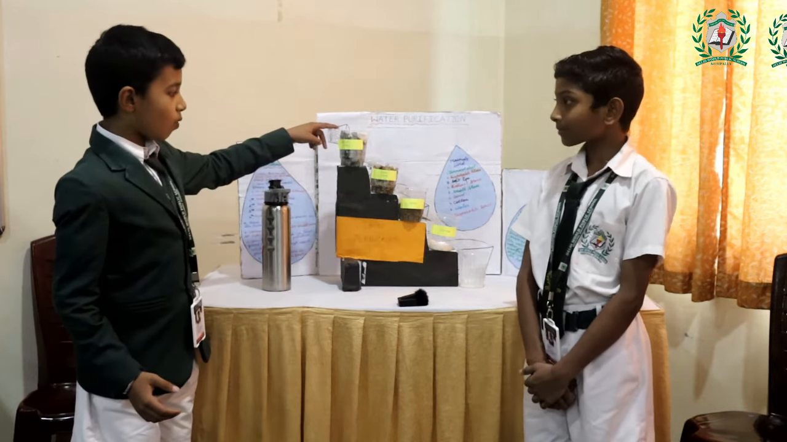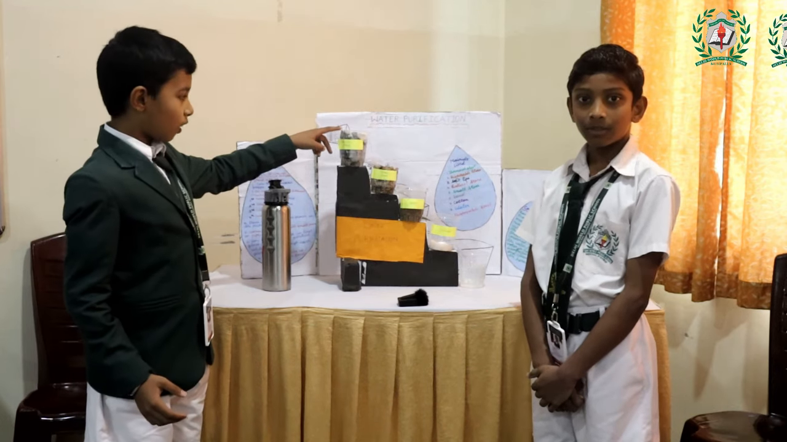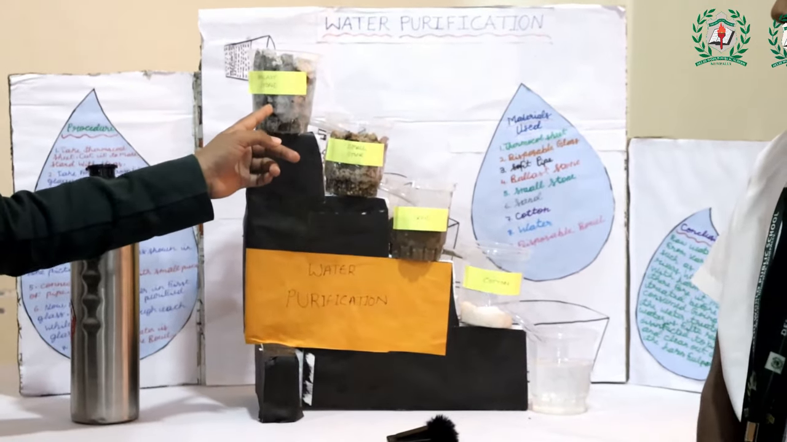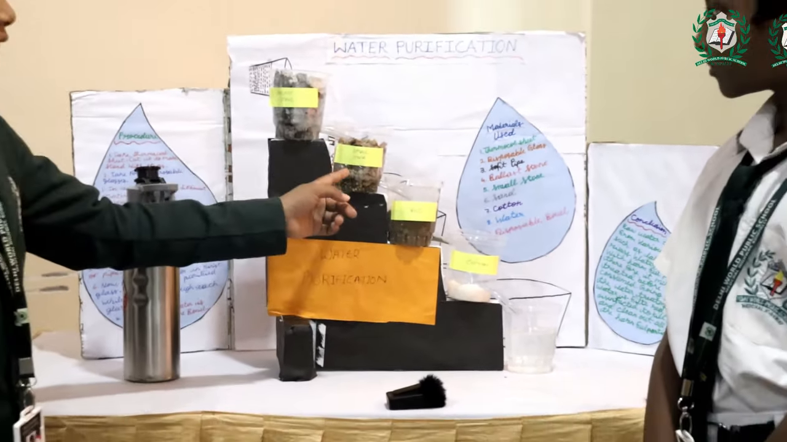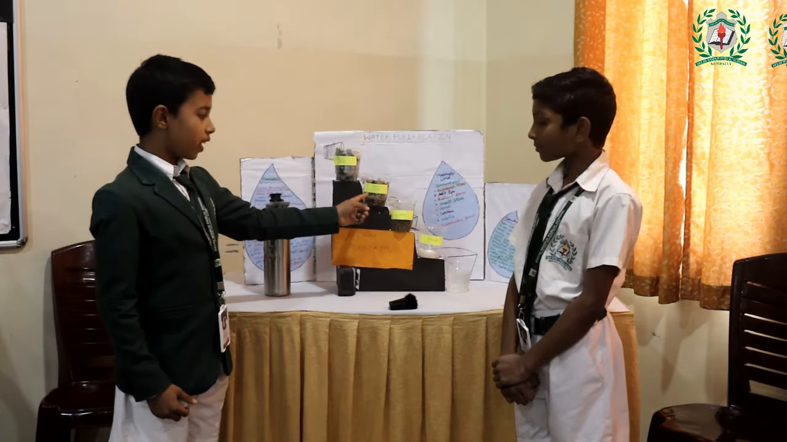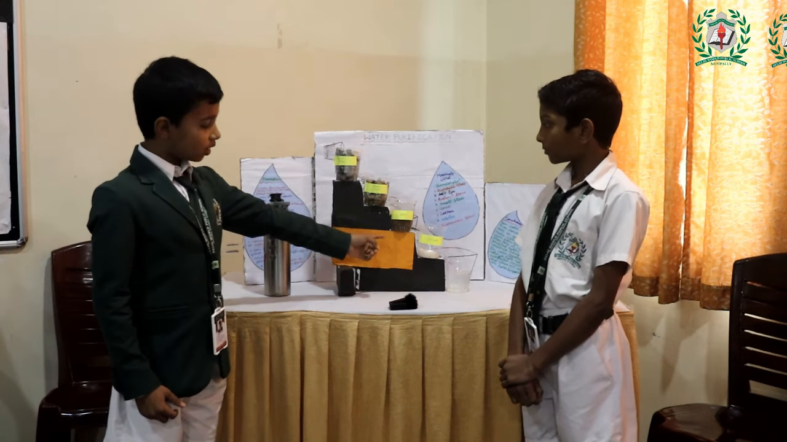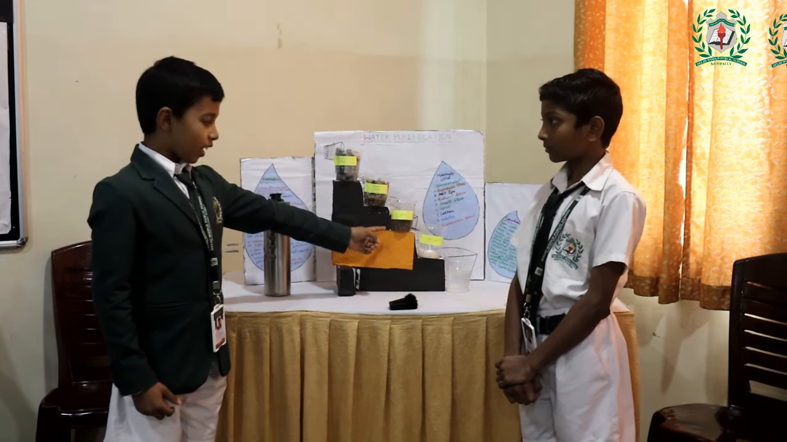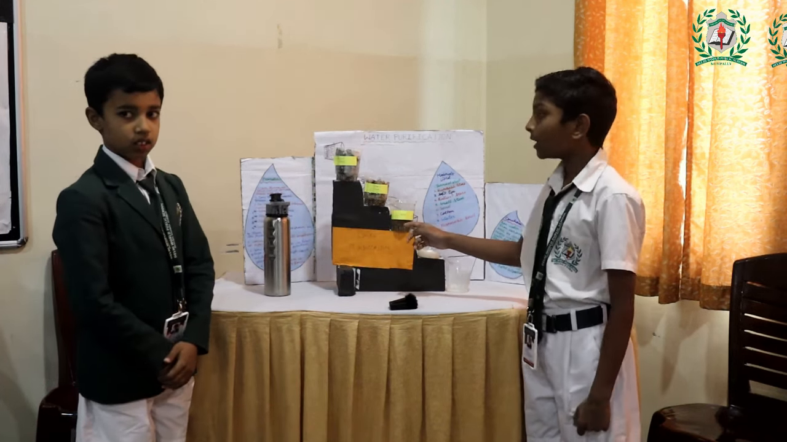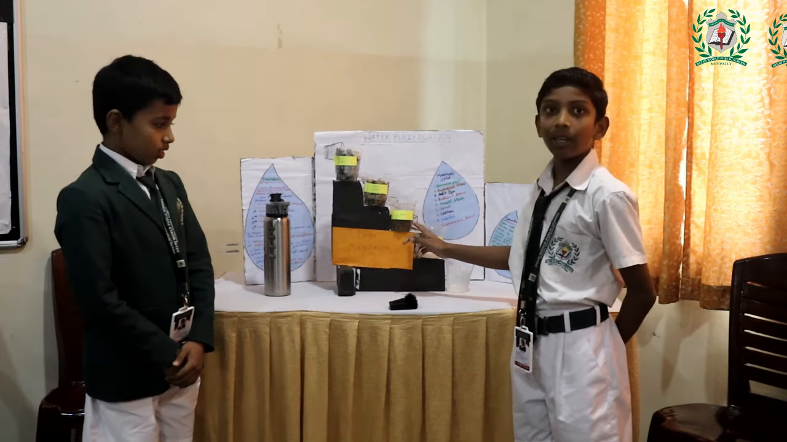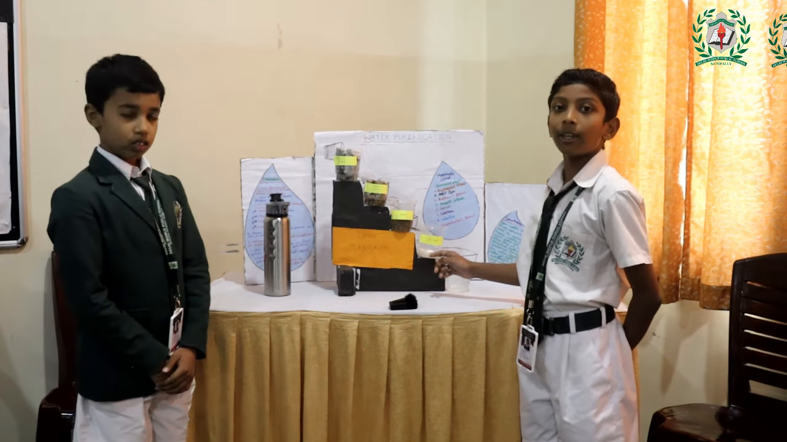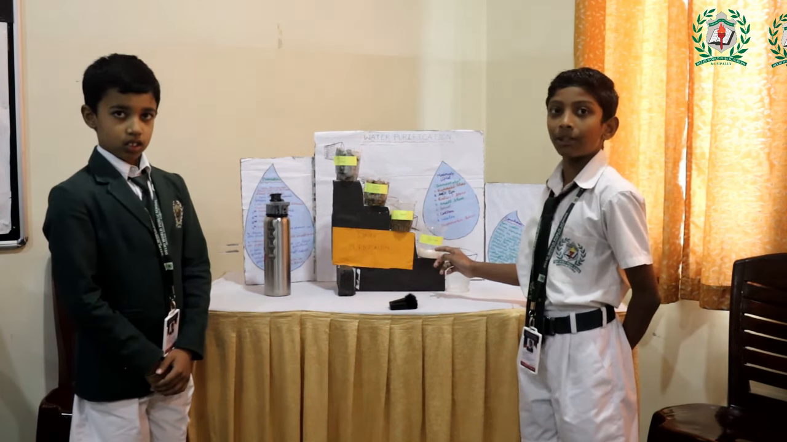If we pour water in at the top, the big stones will purify the water and it comes to the second stage of water purification, small stones. The small stones will purify it and it will come to the third stage of water purification, sand. The sand will purify it and it comes to the fourth stage. Fourth stage, cotton will absorb germs and it gives us clean water.